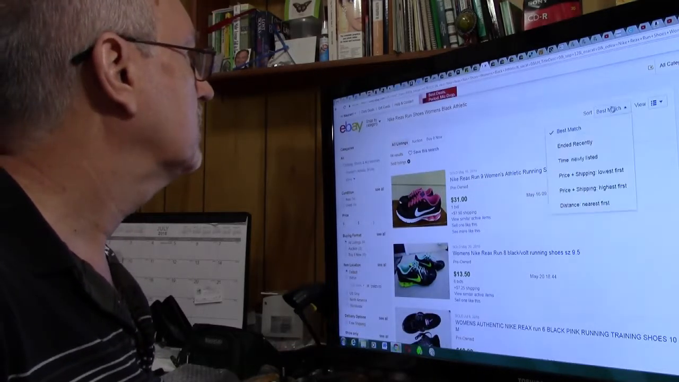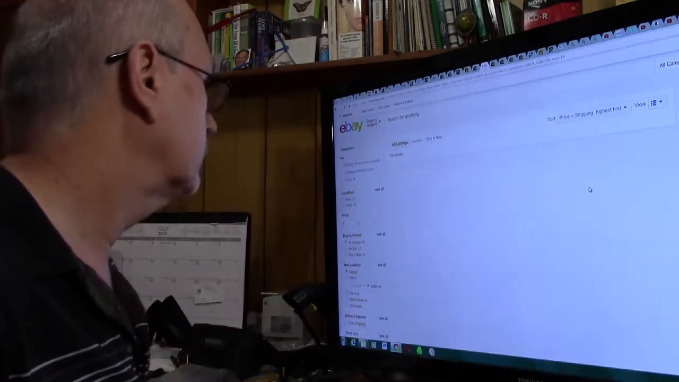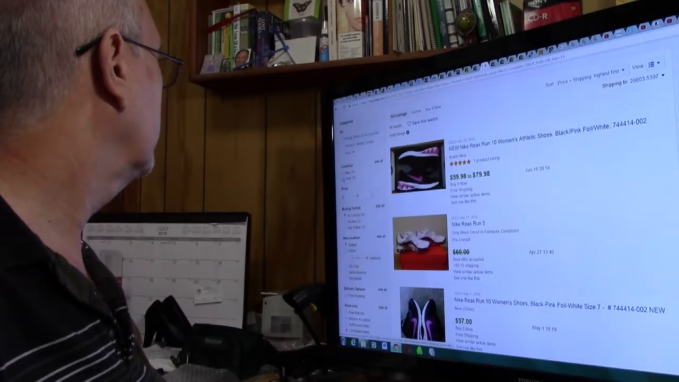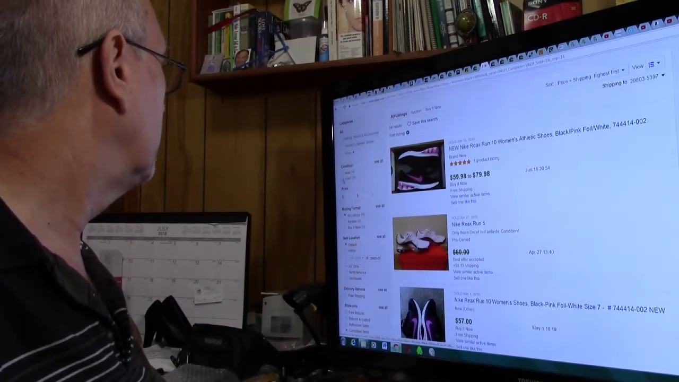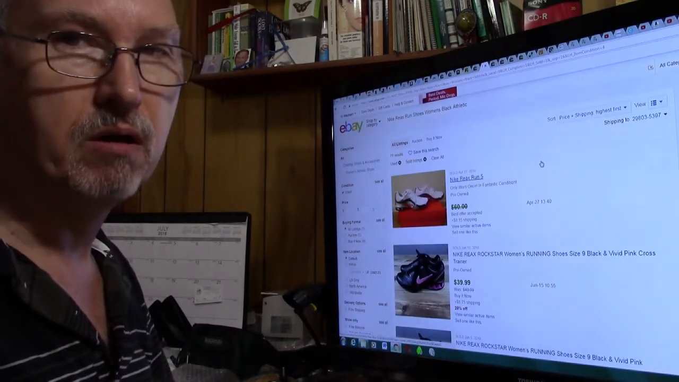Now, the next step is to change this to highest first. You could do lowest first if you wanted. And to get rid of all the stuff that's new. Since my shoes are not new, I only want to compare it against prices for shoes that are in fact used.